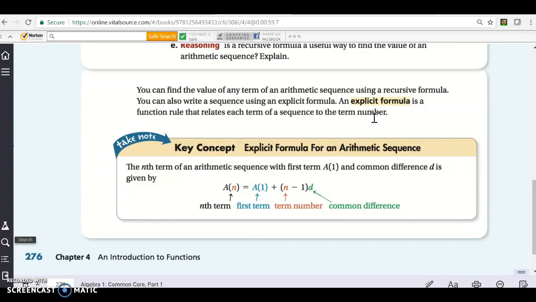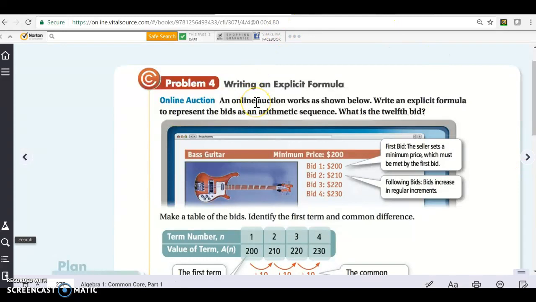All right, so the explicit formula for the arithmetic sequence is the nth term of the arithmetic sequence with the first term, a sub 1, and the common difference d, given by a sub n equals a sub 1 plus n minus 1 times d. Okay, so there's the formula that we're going to be using. All right, so let's look at problem 4 now.